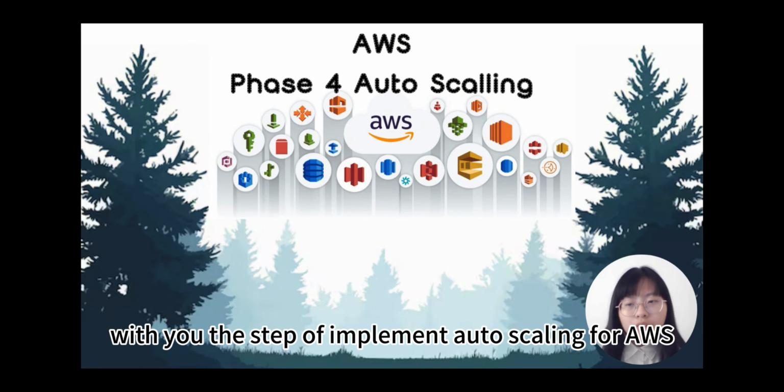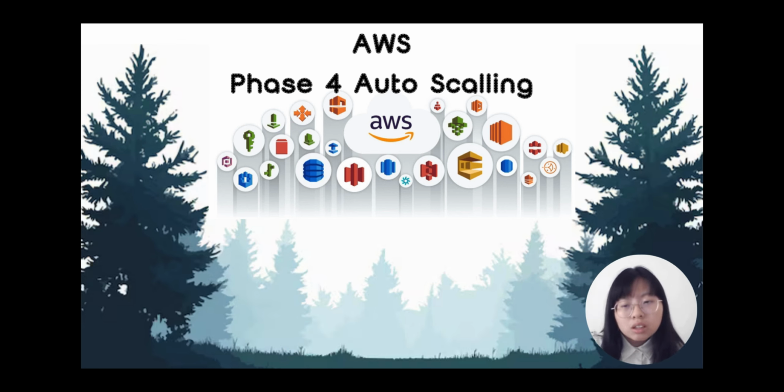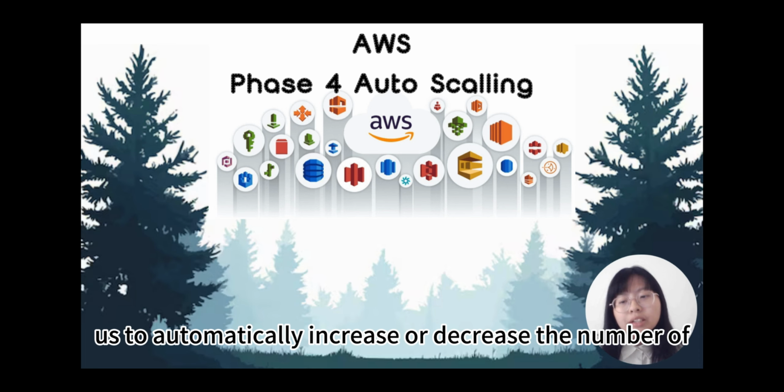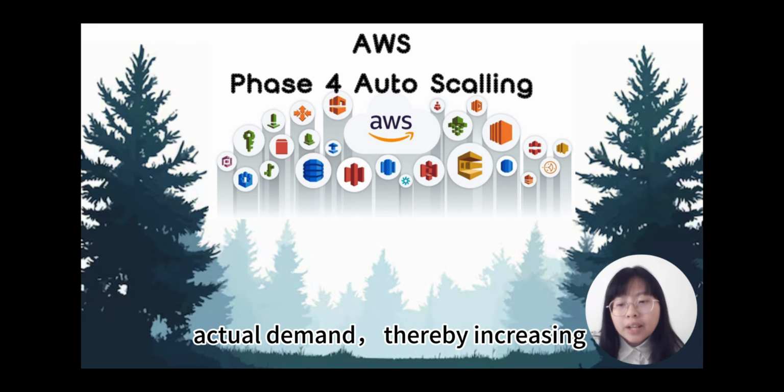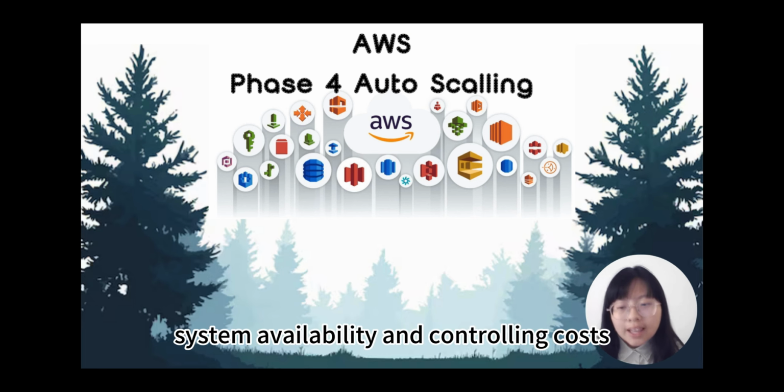Today I am going to share with you the steps to implement auto-scaling for AWS EC2, which allows us to automatically increase or decrease the number of EC2 instances based on demand, handling traffic increases, maintaining system availability, and controlling cost.